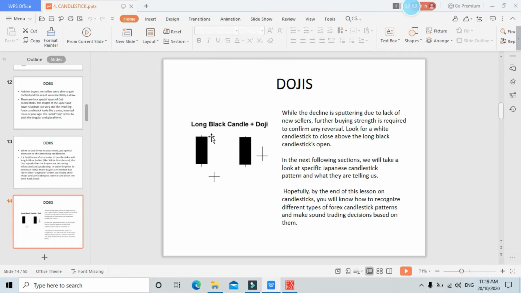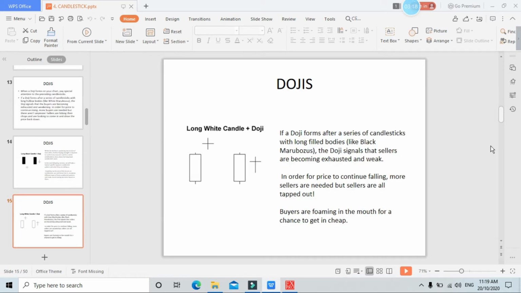After a long black candle, when you suddenly see a doji here, that means indecision in the decline, and maybe there is a reversal. So this is a reversal candlestick pattern. This shows that when you see a doji, there may be a reversal. If you are thinking of continuing to sell and you see a doji, you may stop and think about it.